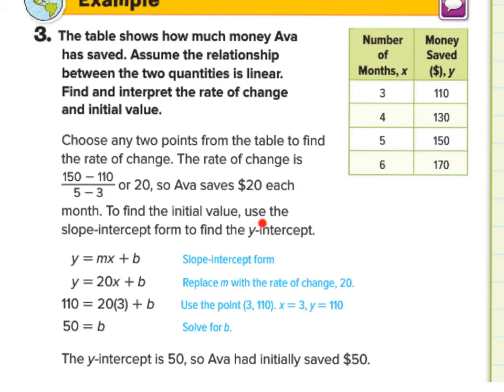To find the initial value, use the slope-intercept form to find the y-intercept. So y equals mx plus b, y equals 20 per month. We know that it's 3 months, and in 3 months there's $110. 20 times 3 is 60, like we did before. Subtract it from this side, we go down to 50. So 50 is my y-intercept. So the y-intercept is 50, so Ava had initially saved $50 before she started saving $20 each month.